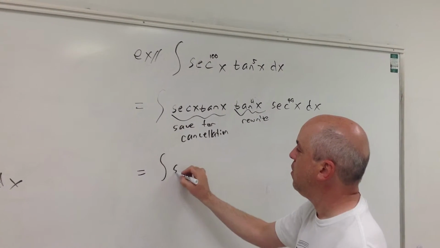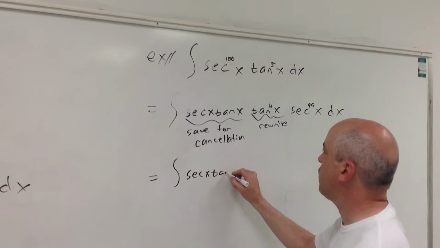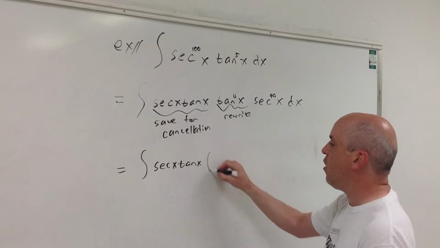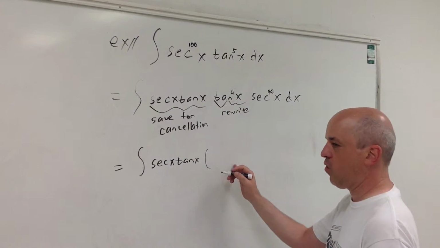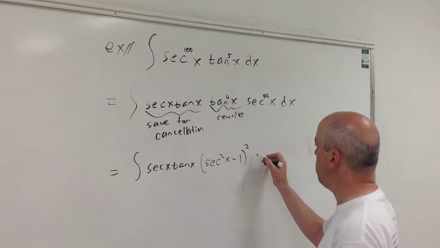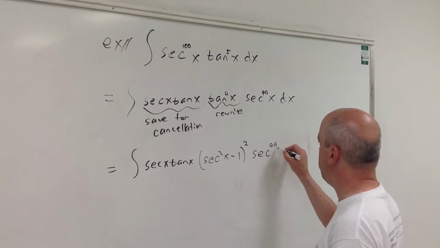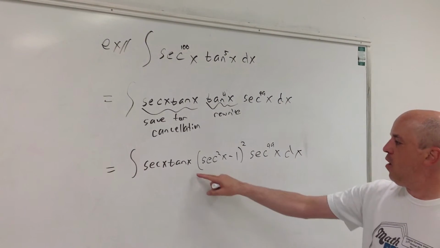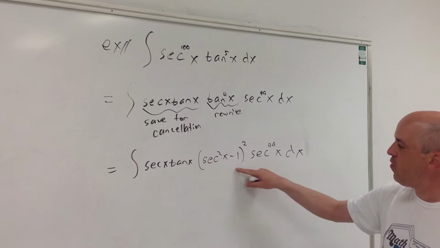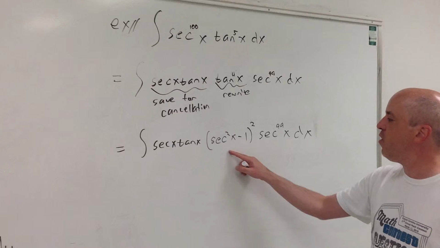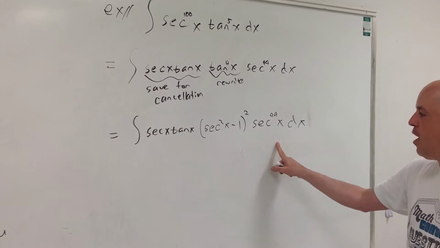Okay, secant x tangent x. That's tangent squared, quantity squared. Tangent squared is secant squared minus 1. So secant to the 99 here. And now, if I let u equal secant, all of this will be completely in terms of u. It will be a polynomial. I multiply it out just like we've done on all the previous examples and integrate one term at a time.